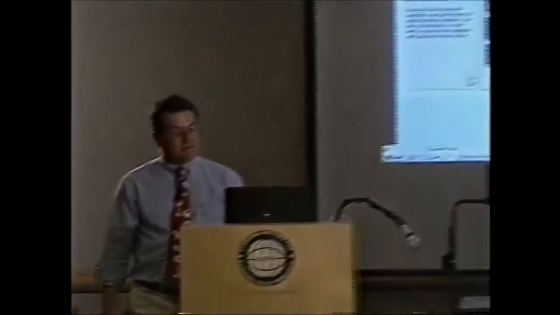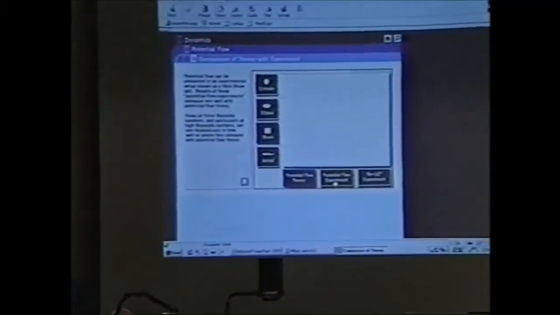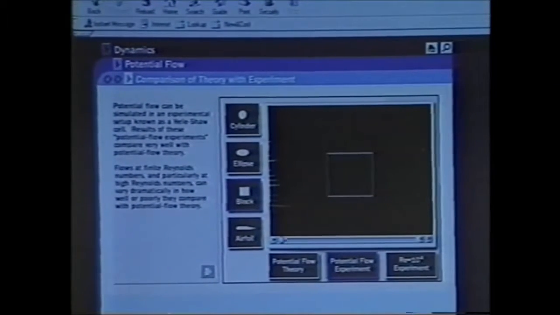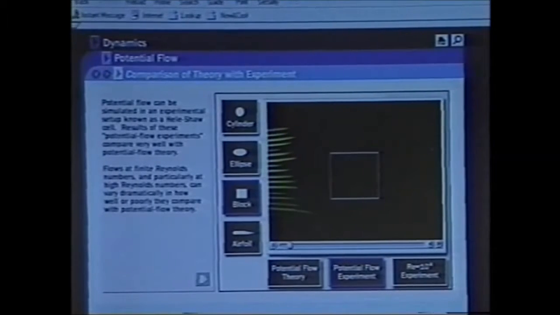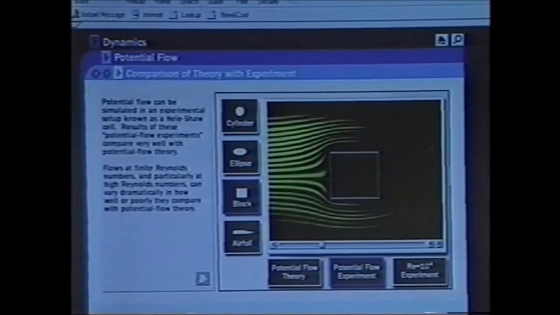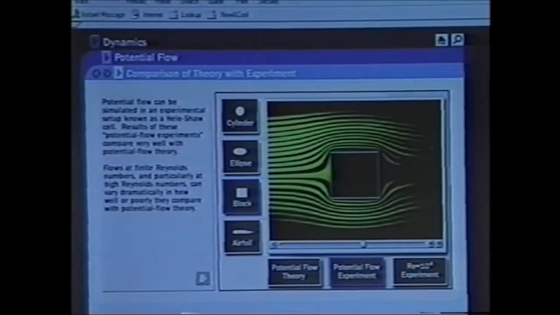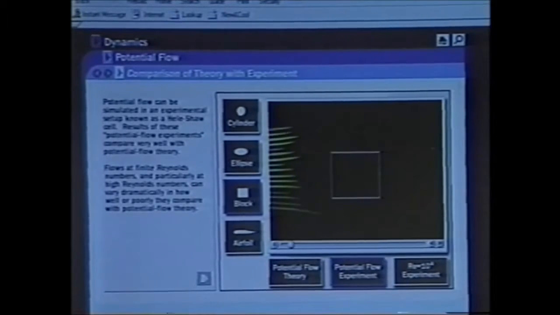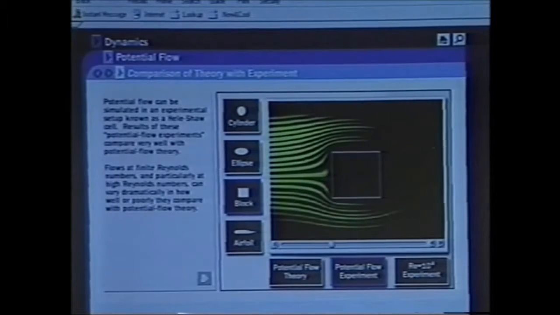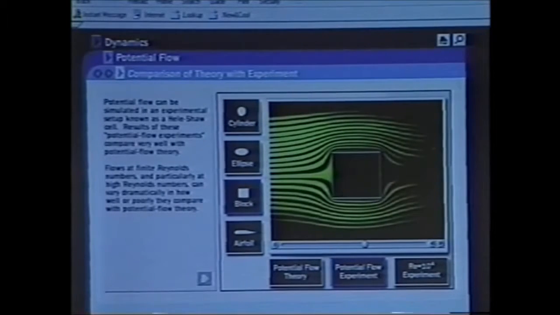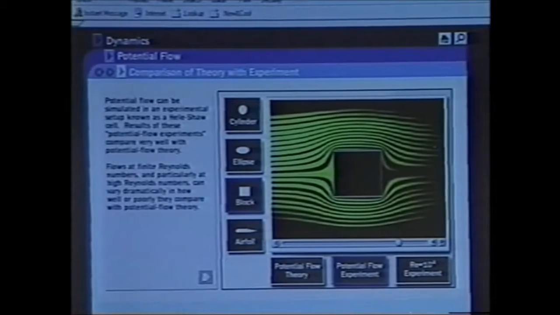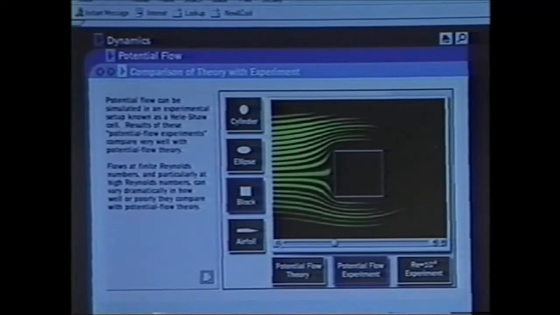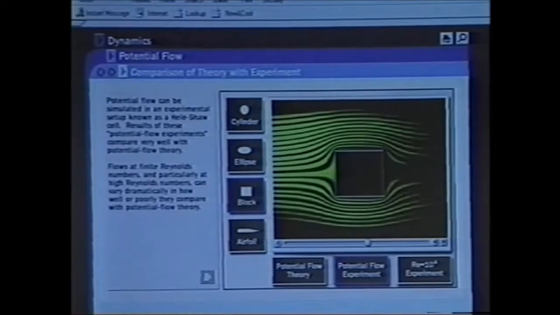So you can click on that. Come on, baby. And we start up the movie, and there it goes. So now right there, you didn't have to go to the lab, you got it right there, and wow, it looks pretty good. It looks very close to the experiment. So this potential flow experiment, which is done at a very, very low Reynolds number, looks very similar to the theory. As you can see on the screen, I can just toggle back and forth between potential flow theory and potential flow experiment.